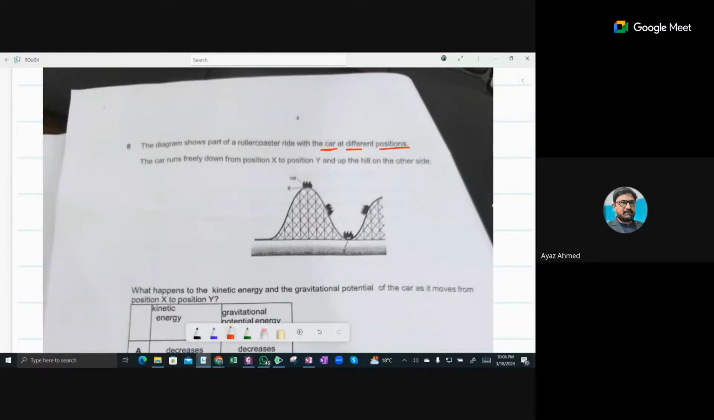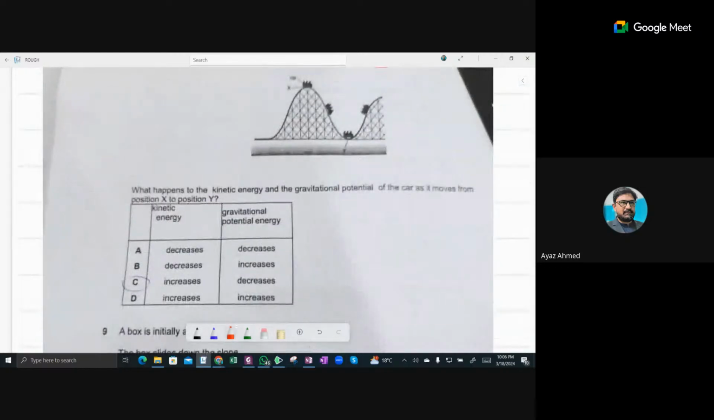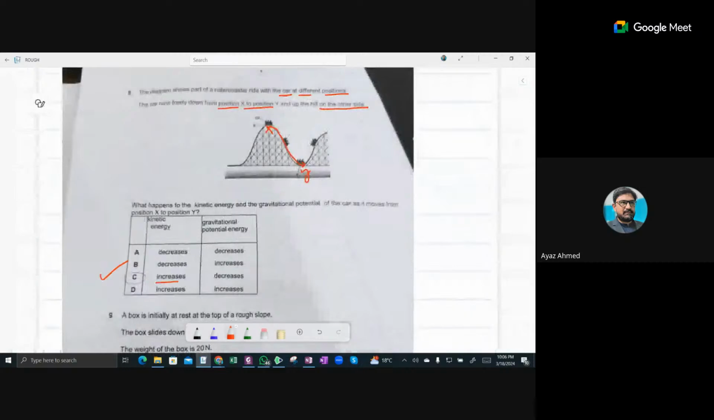The car runs freely down from position X to position Y and up the hill on the other side. What happens to the kinetic energy and gravitational potential energy of the car as it moves from point X to point Y? Here is point X, here is point Y. So its gravitational potential energy decreases and kinetic energy increases. Yes, right. Are you people agreed? If you people are not agreed with me on any question, you people can claim it. Yes, this is not the right option.